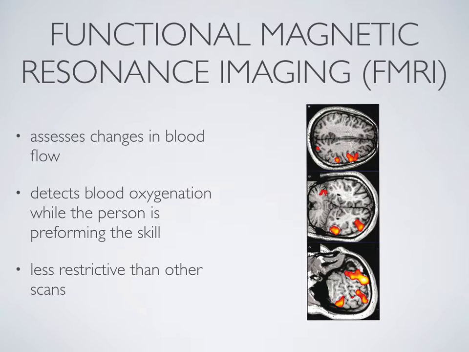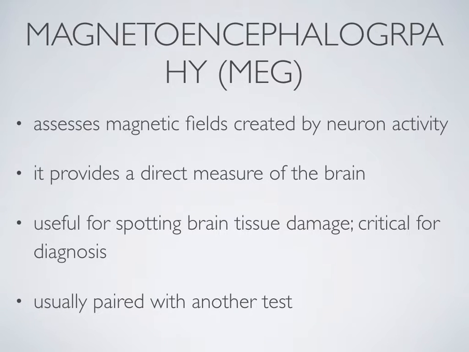The next one is an MEG, which assesses magnetic fields created by neuron activity, and it provides a direct measure of the brain, which is an advantage because those tests before then only test for secondary measures, which use brain metabolism to test them. The MEG provides a very high resolution of the temporal region of the brain, and it provides more specific regions of the brain that are active, and it's usually paired with other tests.